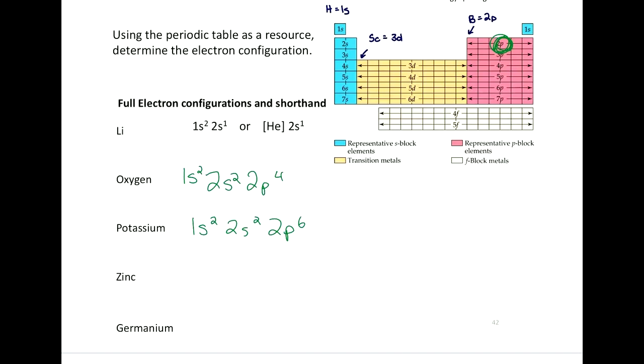Okay, we need to keep going. So 2p6 will bring us to sodium, so 3s2. Sodium is 3s. If you ever forget, you can go back to hydrogen: hydrogen is 1s, lithium's 2s, sodium's 3s. Then we're going to fill up our 3p all the way to 6. That brings us to argon, and then potassium is 1 more. That starts 4s. We'll put 1 electron there.